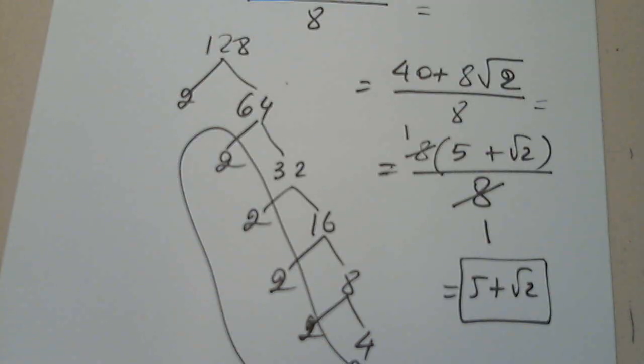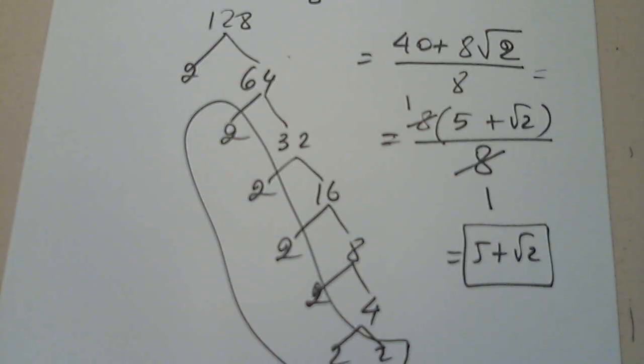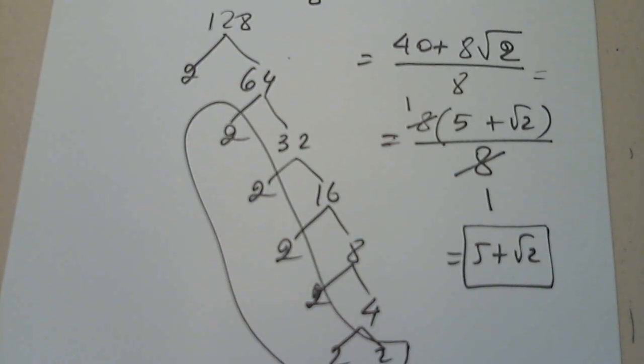Can you do two separate fractions? Can you do 40 over 8 and then the second one over 8? Yes, and you'll get the same thing. Because 40 over 8 is 5, and 8 the square root of 2 over 8 is the square root of 2. Okay. Yes. Thank you. You'll get the same thing.